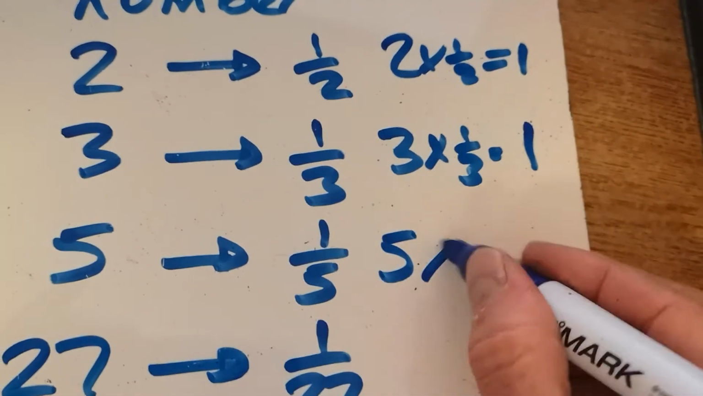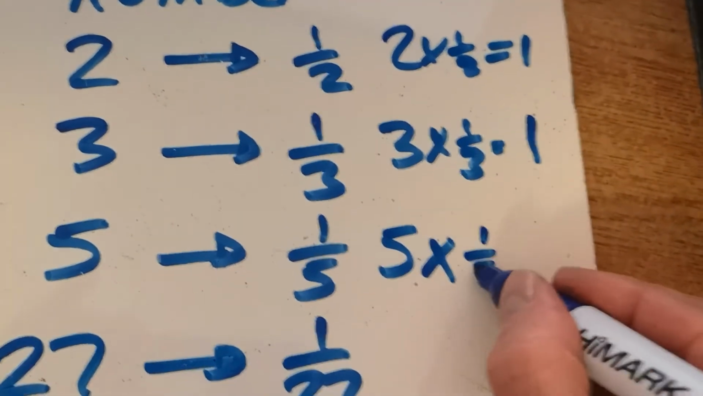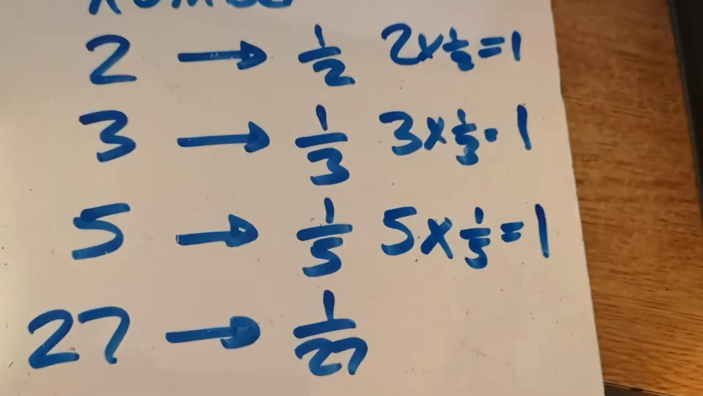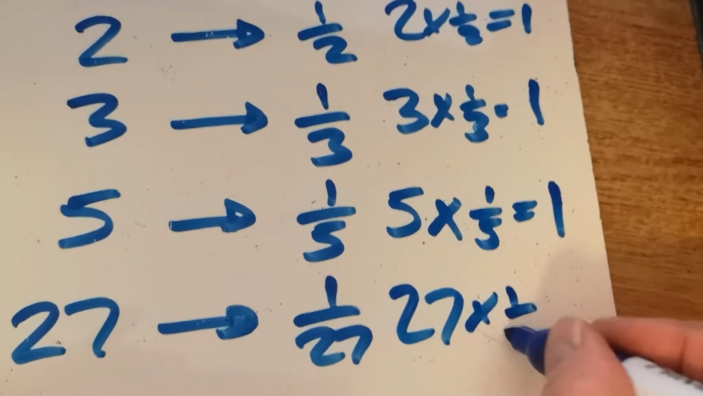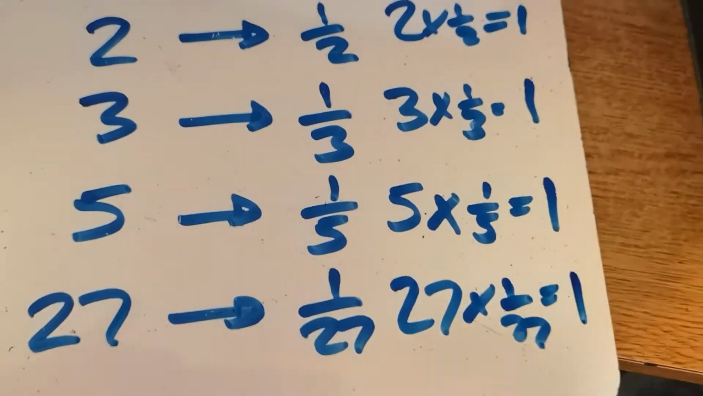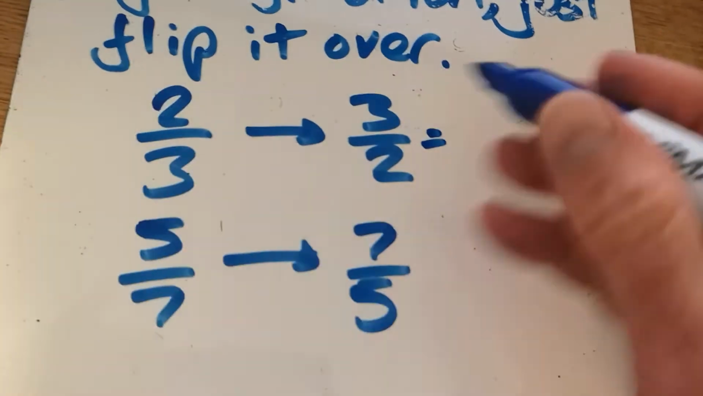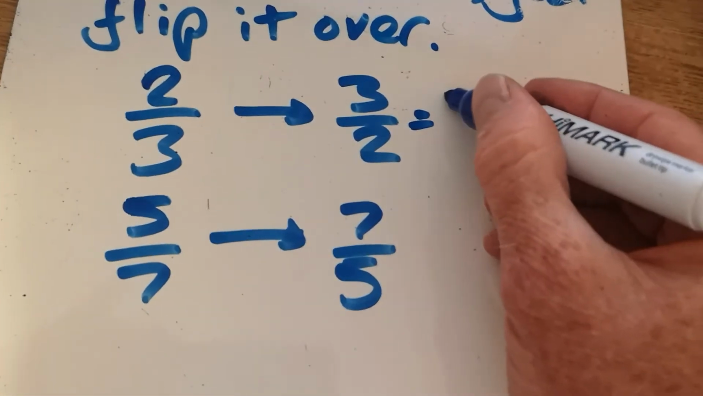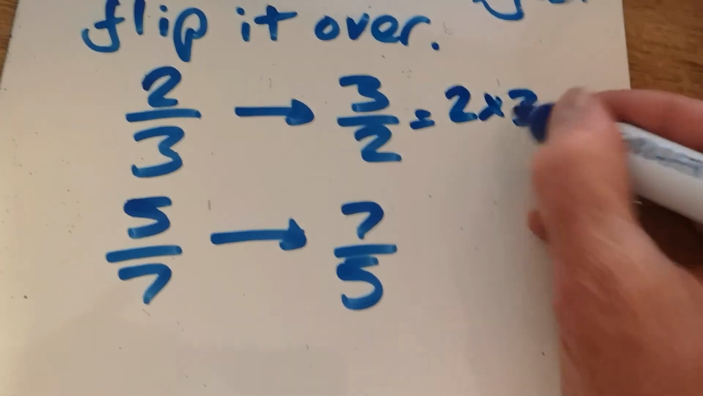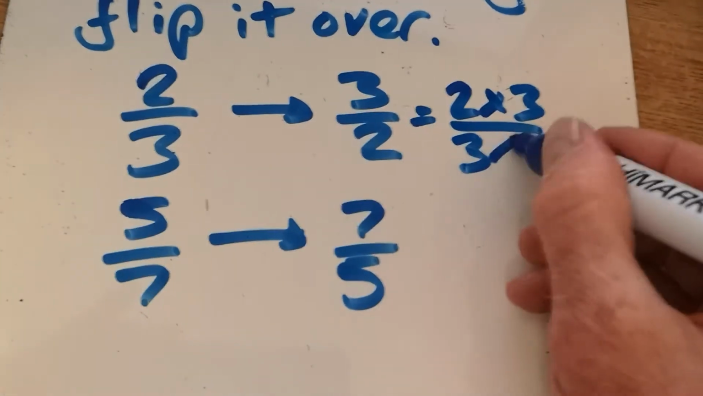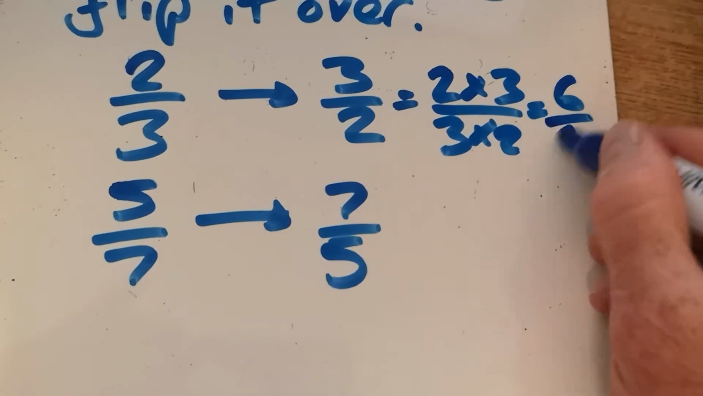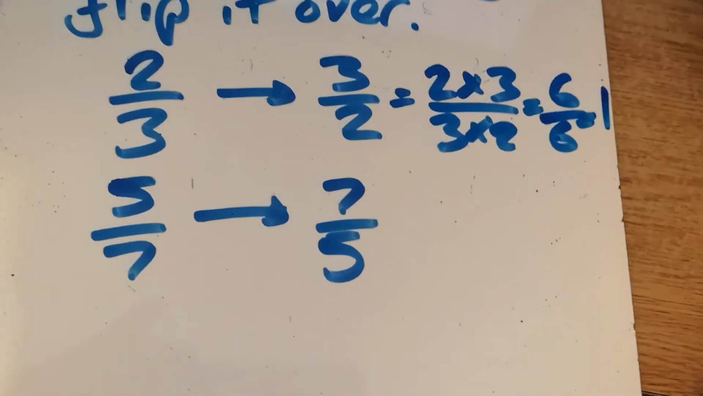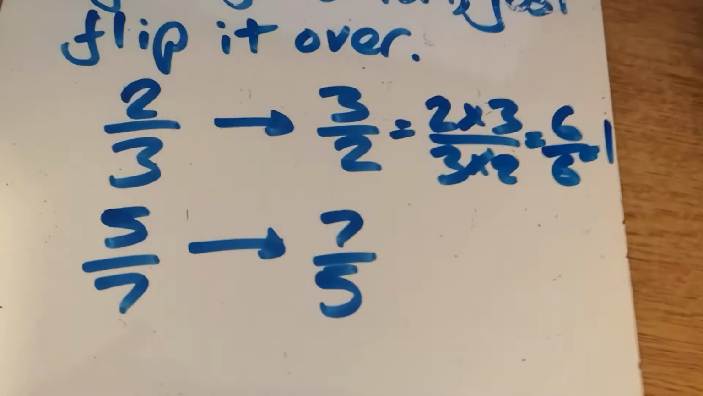Same for 1/5, 5 times 1/5, 5/5 would equal 1 as well, and so on, yeah? 27 lots of 1/27 would give me 1 as well. And that works out the same with these fractions. If I remember when I multiply my fractions together, 2 times 3 over 3 times 2, or 2 times 3 equals 6, and 3 times 2 equals 6, and 6 over 6 would equal 1 as well. So that's how that works.